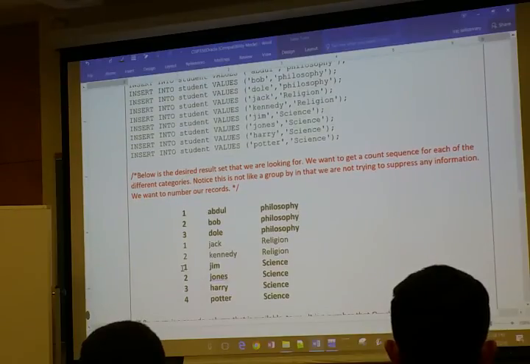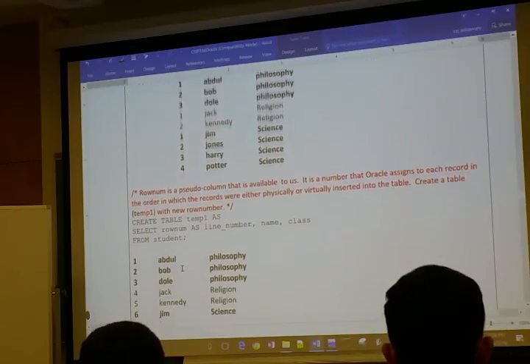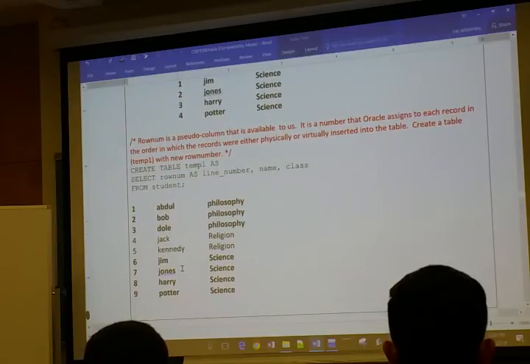So the question is, how do we actually accomplish this? Well, how about we do this? I'm going to display the name of the class from the student table. So this is all the name of the class. And then there's this row num that we have.